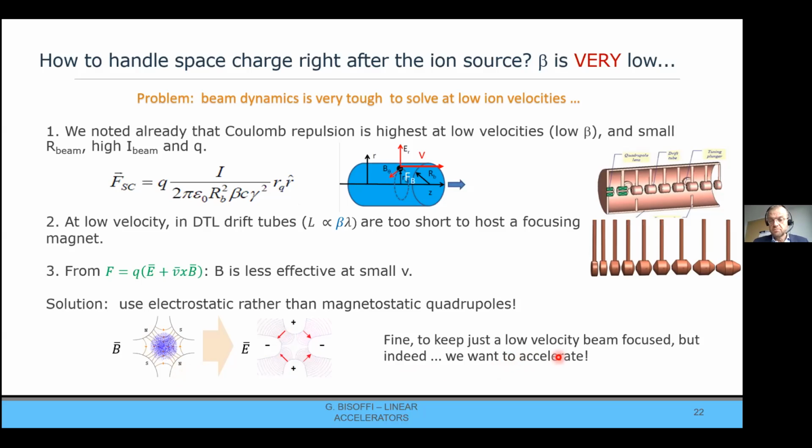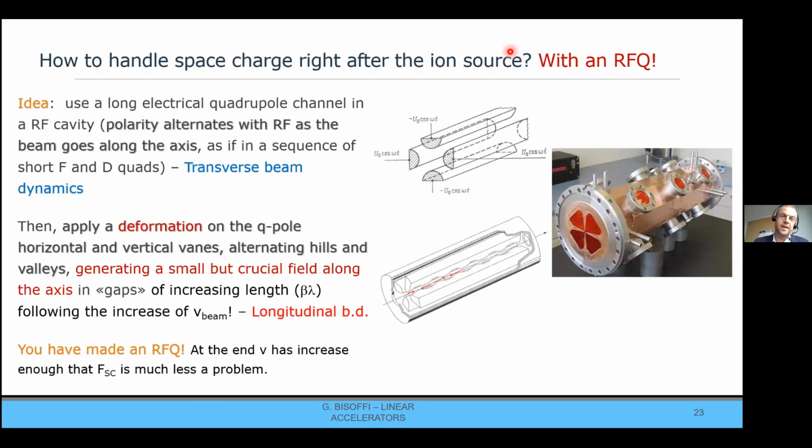This is fine, just to keep the low velocity beam focused, but we are, let's say, accelerator people, and we want to accelerate this beam, so it is useless at low velocities. And in order to accelerate it, there is a good point, which has been a very good idea, which was invented in the 70s, which is the RFQ. Indeed, it is a complex system of sophisticated physics and sophisticated engineering, which puts everything into one component. But the basic idea, however, is not too difficult.